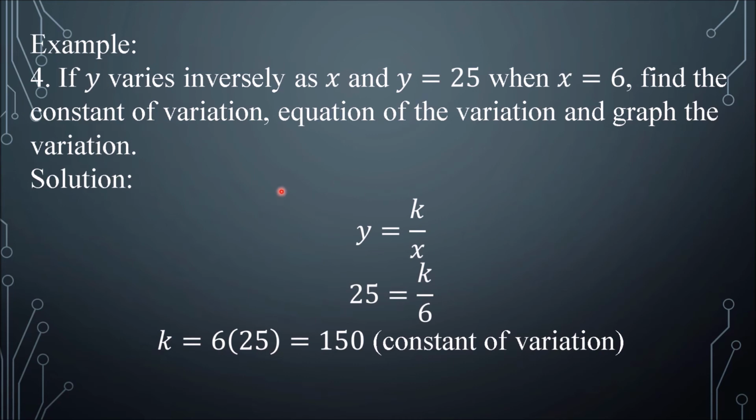Now let's proceed to the solution. Y is equal to k over x, that's the formula of inverse variation. 25 will be substituted to y, 6 to x. Now find k. K is equal to 6 times 25, which is equal to 150, and that is the constant of variation.